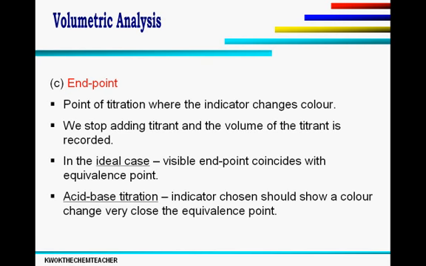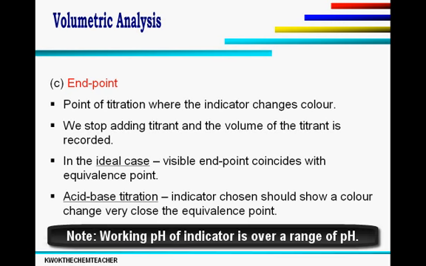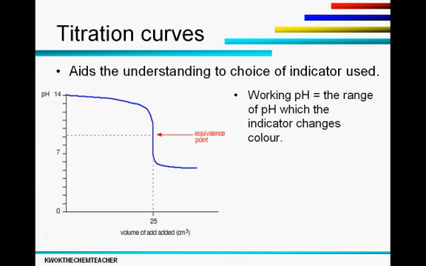However, for acid-base titration, generally when we choose an indicator, it should be one that shows a color change very close to the equivalence point. This is because the working pH of the indicator is over a range of pH, and hence it is not going to be exactly at the equivalence point.